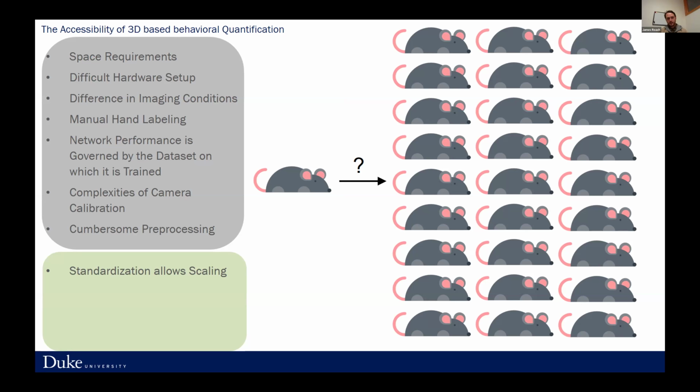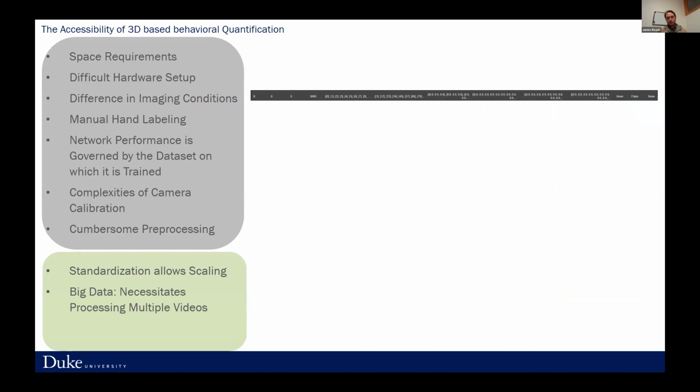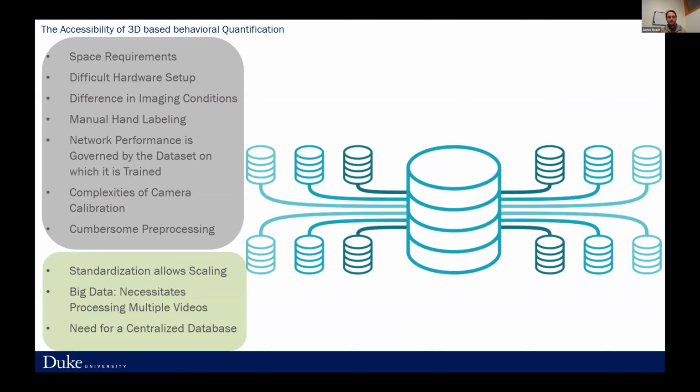And standardization allows us to scale, not just looking at one experiment in one lab, but being able to compare data between multiple labs simultaneously. And then with that, we enter the realm of big data, which necessitates processing multiple videos simultaneously, not just one. And then we're going to need a centralized repository to handle this data.